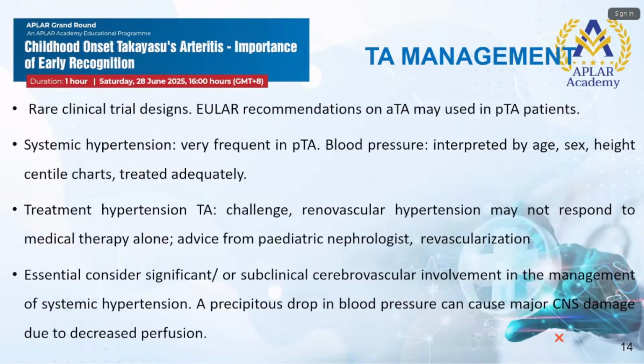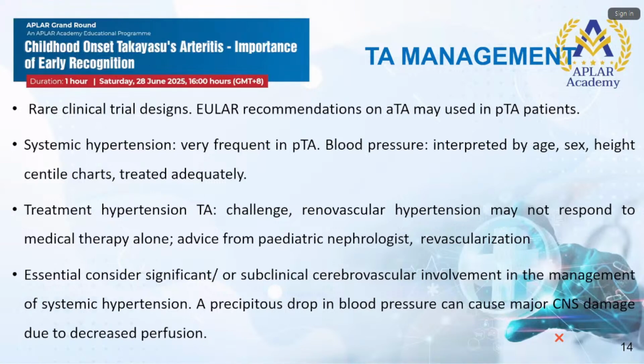Because of the rarity of clinical trials, the ACR recommendations on treatment of adult Takayasu may be used in pediatric Takayasu patients. Systemic hypertension is very frequent in pediatric Takayasu, as Dr. Ha talked. So blood pressure must be interpreted adequately. Hypertension in children may not respond to medical therapy alone, so revascularization is required.